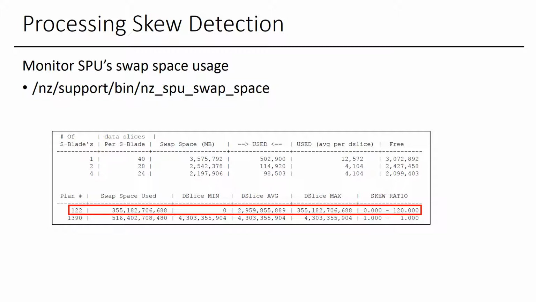The nz spool swap space command provides a summary of swap space usage for individual spools. It also shows swap space used by each active plan. In this example, plan ID 122 is highly skewed. Only one of the 120 data slices on the system is used for all of the swap space, whereas plan ID 1390 is causing no skew.